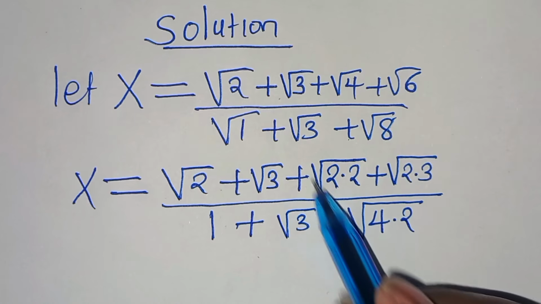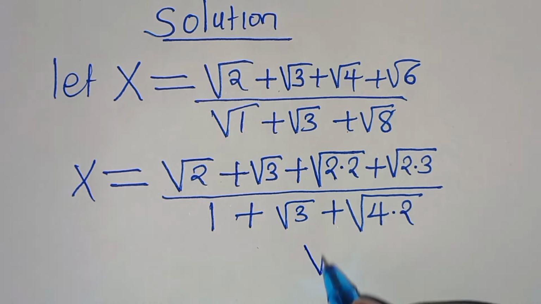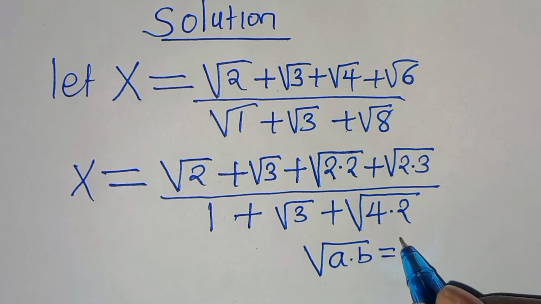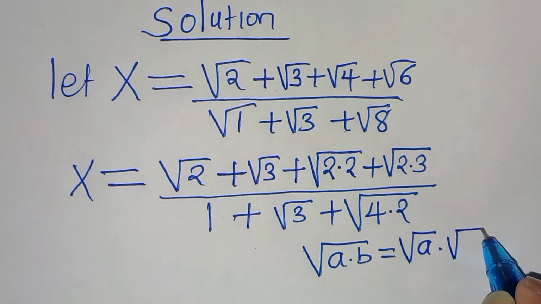The next step is that square root of 2 times 2 or square root of 2 times 3, this is in the form of square root of a multiplied by b, which you can express as square root of a multiplied by square root of b.